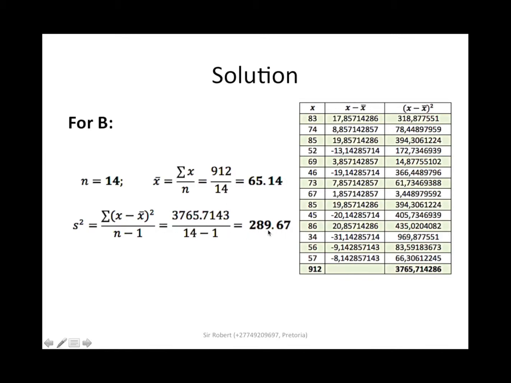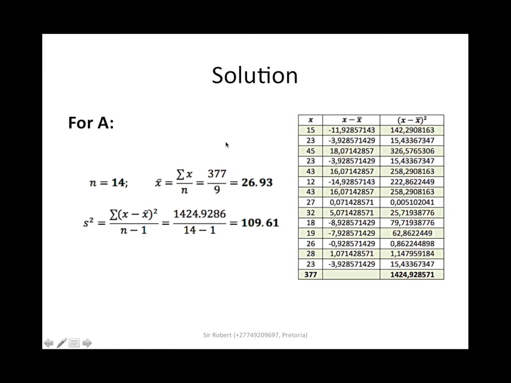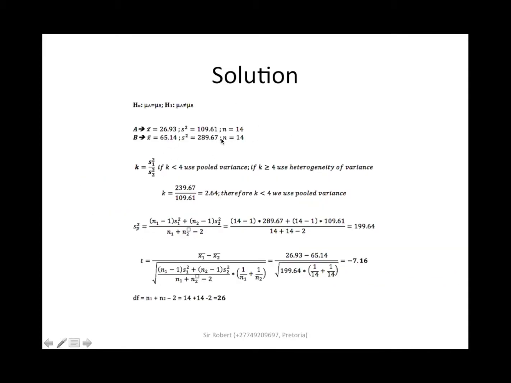You're supposed to get 289.967. And once you've done that, you know that your hypothesis is mu A is equal to mu B. Then your alternative is mu A is not equal to mu B. In other words, they're saying traditional method is not equal to new method. So for the values we've calculated, that is what we have from the previous. You can see this, I just put them on one page.